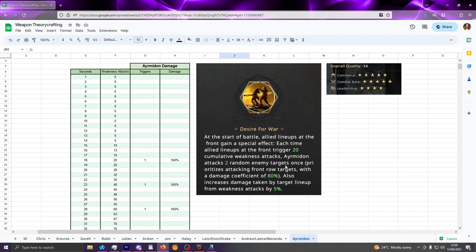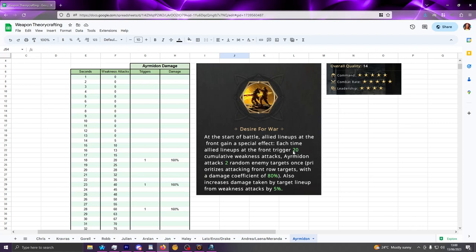So it hits two random enemy targets every time it triggers for 80% damage coefficient. That puts it every time it triggers for a total of 160% damage coefficient, and it reads as if it only hits one lineup. If that hit all lineups or something, this would be very different, but it seems to only hit one lineup. Potentially, if there's been a translation error here and it does hit all lineups, everything I say in this video will totally flip on its head, and my opinion on him will totally flip on its head. But as far as I can tell, it only hits one lineup, or hits one lineup for 80 and another lineup for 80. And as I said, you can only proc it through your front line of weakness.